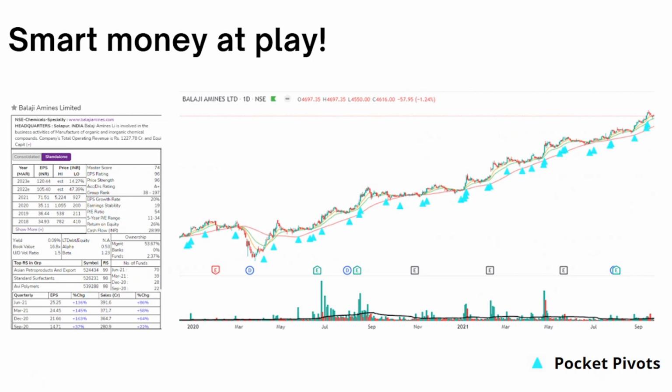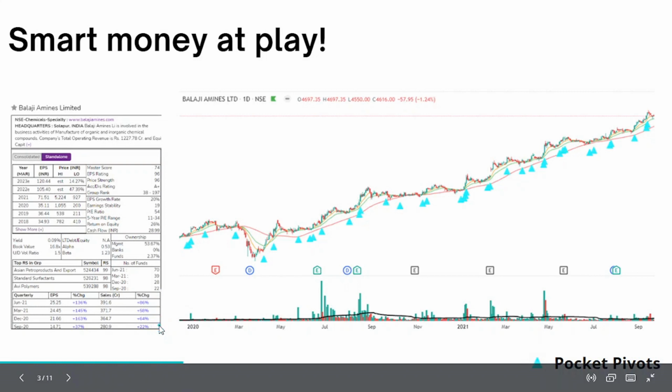So here's an example of smart money at play. We're looking at Balaji Amines, which is a company that operates in the specialty chemical space. Over the last 12 months, I believe the stock has given returns of over 400%. In the last year or so, the stock has been reporting strong numbers quarter on quarter. And when it comes to the sales growth or the EPS growth, the numbers are indeed very healthy.